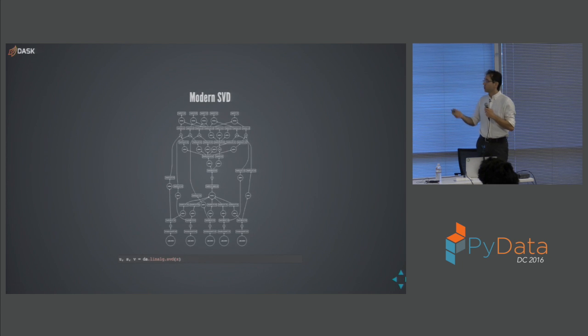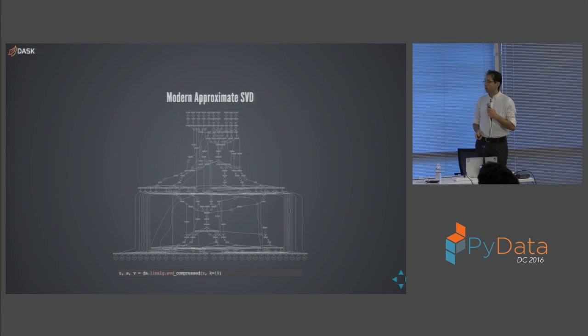So there's also modern algorithms. If you want to do an efficient, numerically stable SVD, here's a computation that does it. It was released in a paper a couple years ago and was written into Dask by the author. And it's non-trivial. If you want to do it with an approximate algorithm as well, it gets a little scarier.